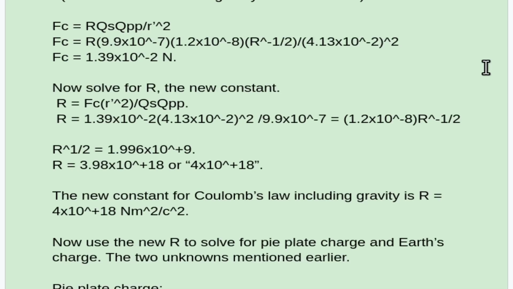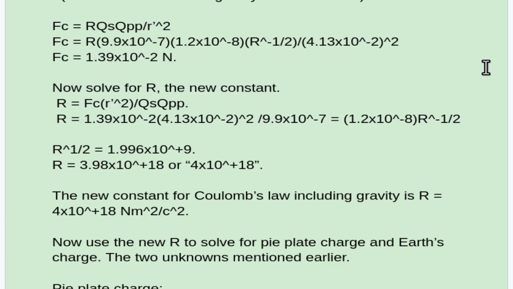We're using Newton's original constant because there's no gravity involved. Now solve for r, the new constant. Changing the forms of the formulas, we can find that r is going to be equal to 1.2 times 10 to the minus 8 r to the 1/2. R to the 1/2, after substituting and solving, is going to be equal to 1.99 times 10 to the plus 9.